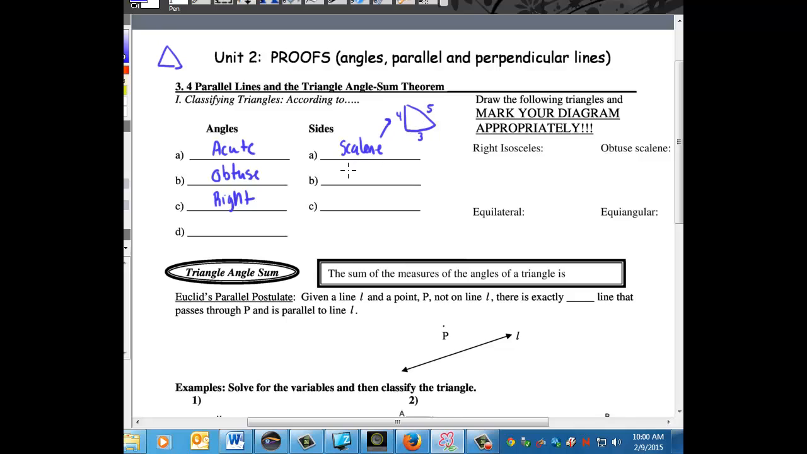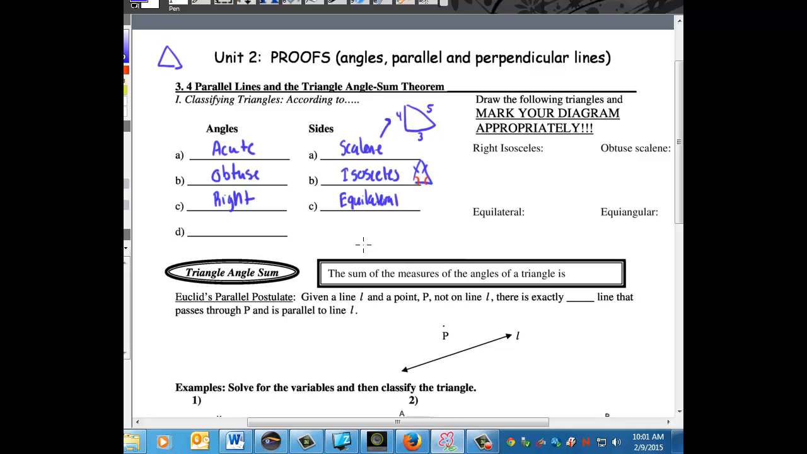We also have an isosceles triangle, and that's going to be where two sides are the same. And one thing to note here is that when two sides of a triangle are the same, their opposite angles are also going to be the same. They're also congruent. So I can put a mark and a mark. Okay? And then we also have an equilateral triangle.